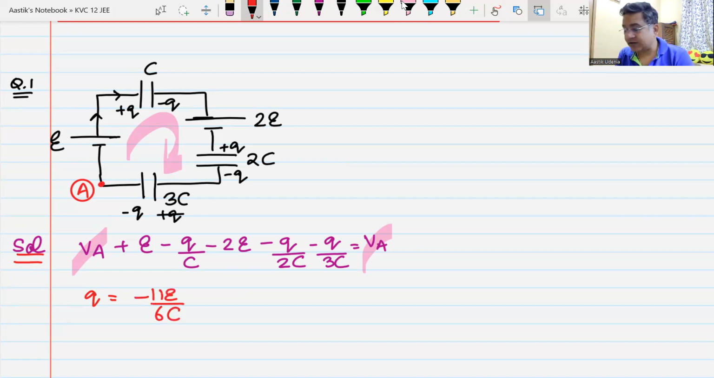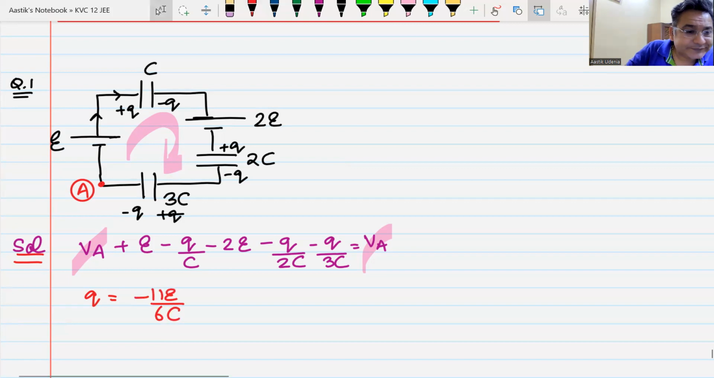That means my assumption was wrong, and the plate which I considered positive was not positive, it was in fact negative. Do we understand this, or has this gone above your head? Understood, sir. Okay. Everyone got this? Remember, you may take any direction of charge, any plate as positive, any plate as negative, but your final answer should be the same. Sir, we got a different answer. Then you must have done something wrong, beta. Please check your answer.